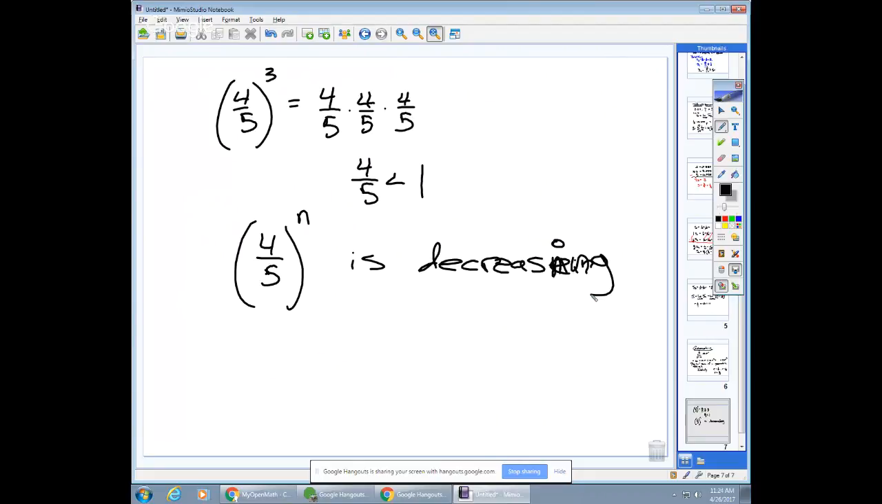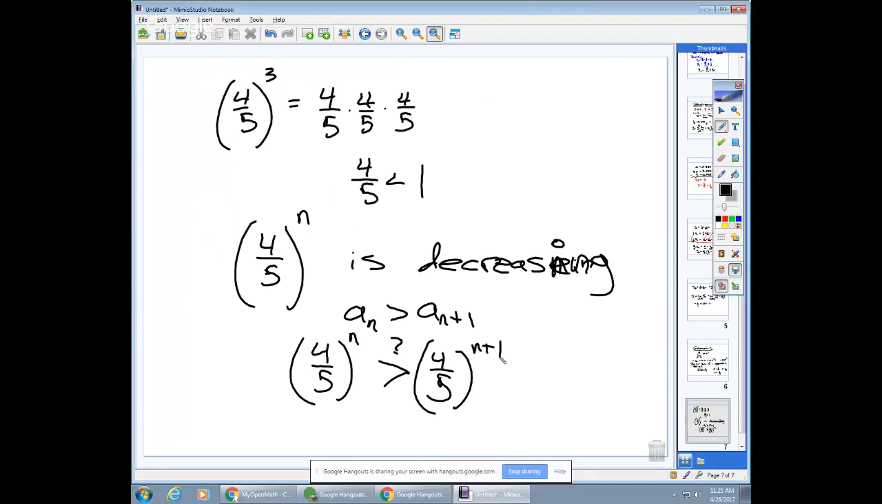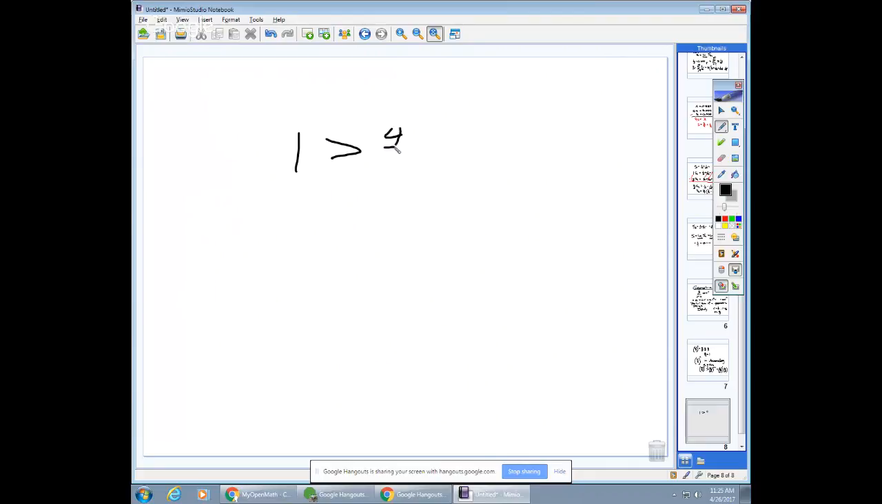To double check that it's decreasing, I can use that formula we used the other day. Something is decreasing if the next term in line is smaller than it. So to double check the decreasing, I would say, okay, well, how does 4/5 to the n compare to 4/5 to the n plus 1? Well, 4/5 to the n plus 1 is just 4/5 to the n times 4/5. I could divide out the 4/5 to the n, which is going to leave behind 1 is greater than 4/5, which on most good days is true, regardless of n. So we've just proved, yeah, it's always decreasing.